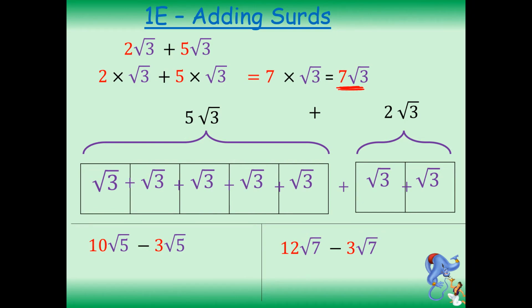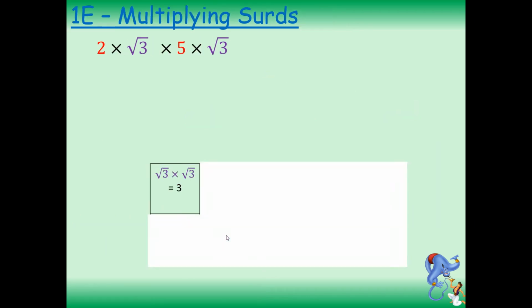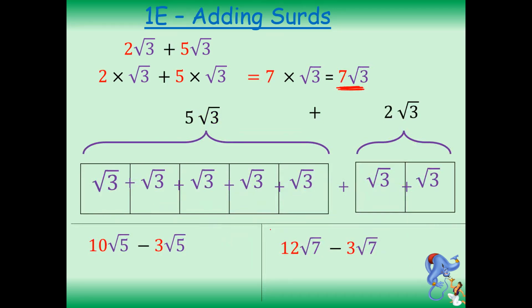Now have a go at the two questions at the bottom of the page and then compare your answer with me. Pause the video and have a go. I hope you've had a go at this. The answer to the first problem is 7 root 5, and the answer to the third problem is 9 root 7, because you simply take away 3 from 12.